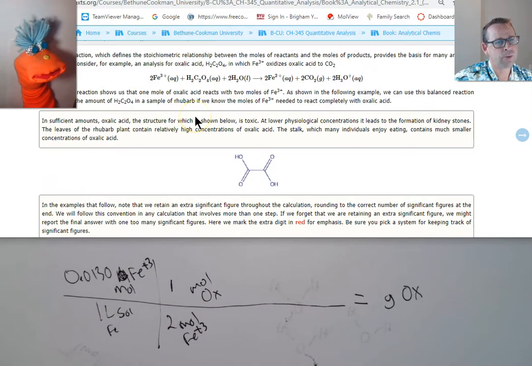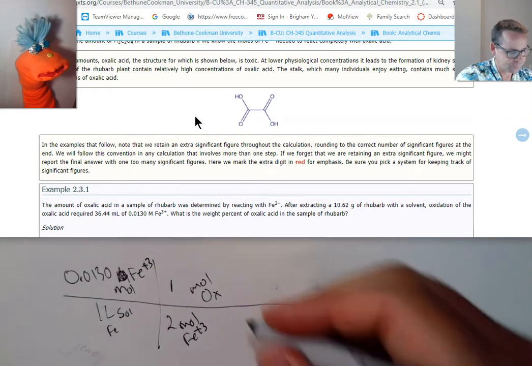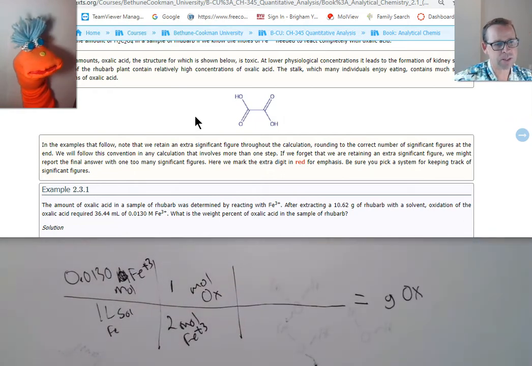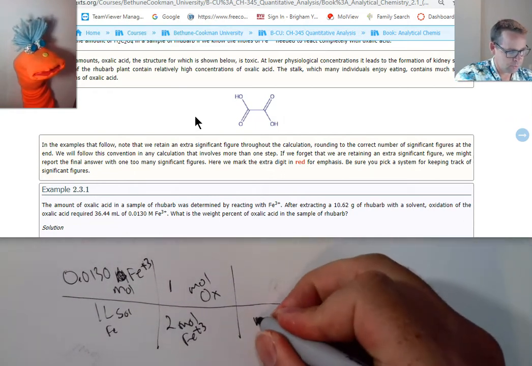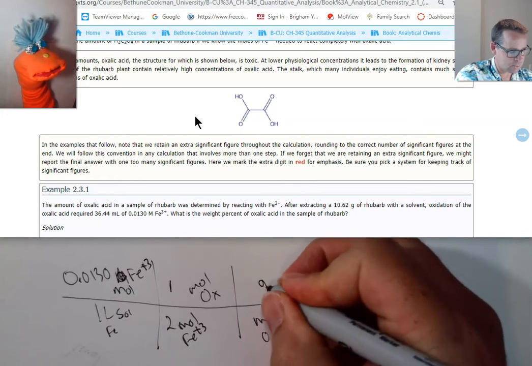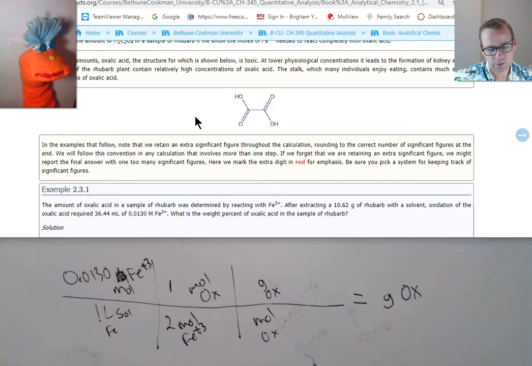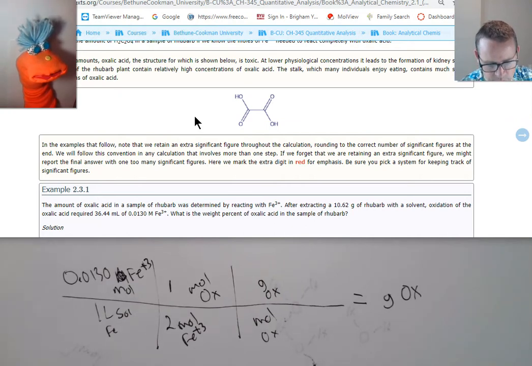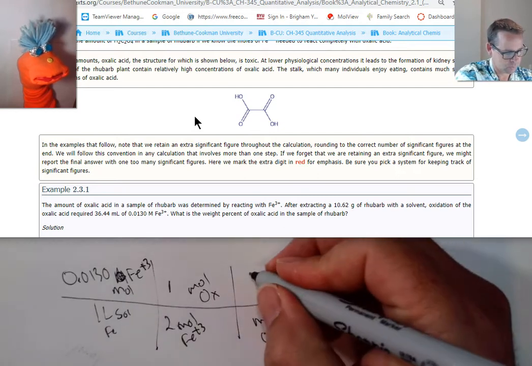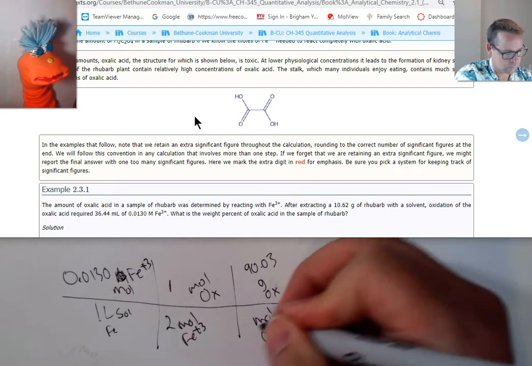Yeah. Okay, good. So, now that I'm in moles of oxalic acid, you can just go to grams. Very good. Moles of oxalic acid, grams of oxalic acid. I need the molar mass, right? Do you know the molar mass of oxalic acid? You could just add it all up. Yep, or you could ask your phone. Molar mass of oxalic acid. The molar mass of oxalic acid is 90.03 grams per mole.